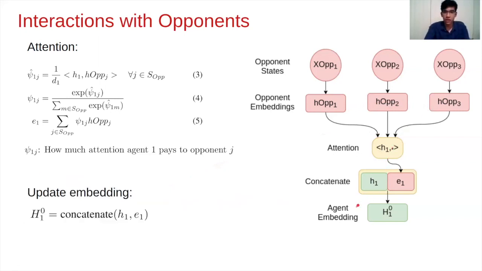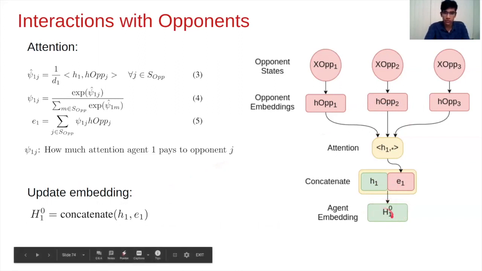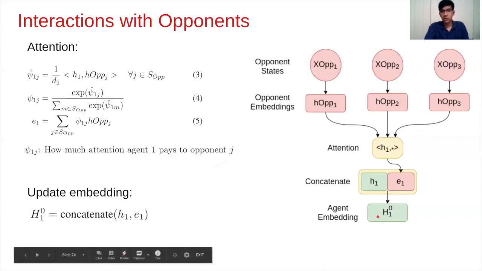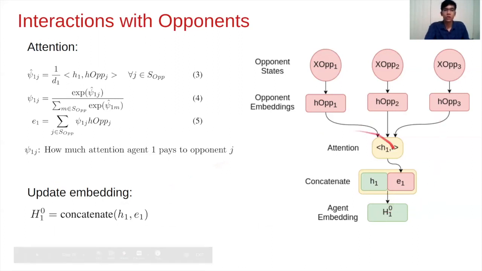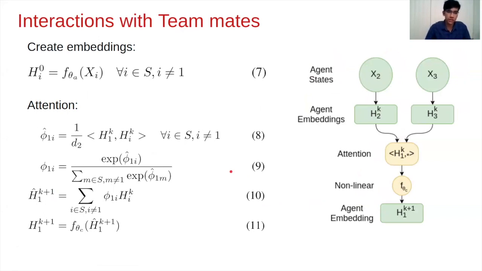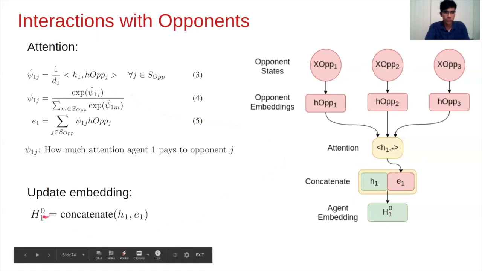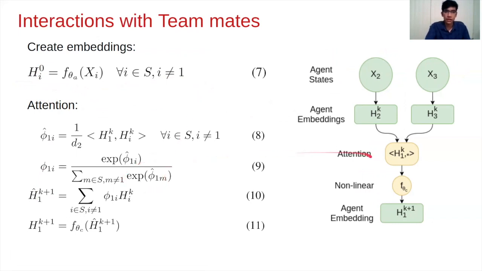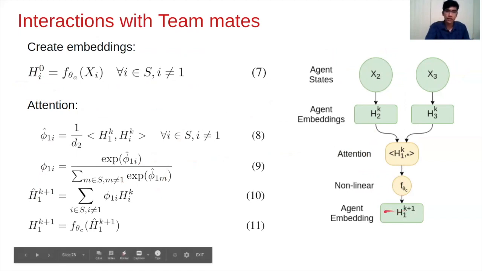And finally, we concatenate agent 1's own embedding with the opponent embedding and get the final agent embedding, which is denoted by capital H. So this capital H has information about the agent 1 itself as well as all the opponents in a fixed size vector. Now, similarly, it does the same thing with its teammates, but using different neural network parameters. Again, it computes an embedding, which is the embedding we get from this stage. We already have this. We do this for all the agents, and then we take a dot product and finally pass it through a nonlinear function, which is again a neural network, and then get the final embedding.